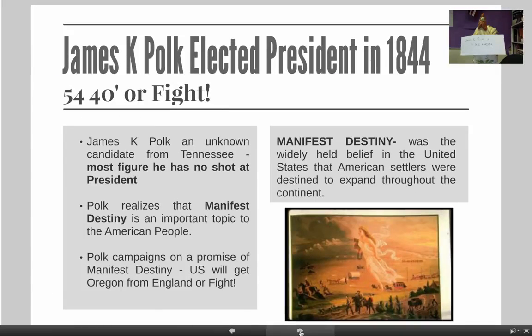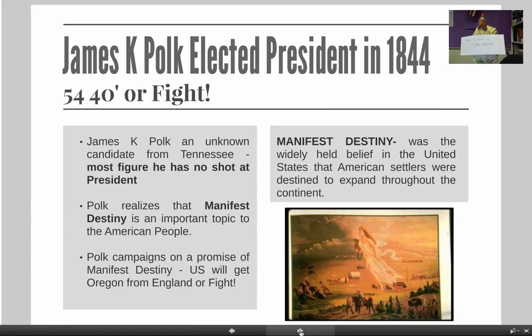So the story really starts to come to a head in 1844. James K. Polk is a presidential candidate. During this presidential election, he's virtually unknown. Most people figure he has no shot at the presidency. There was another candidate who was very well known, and most people thought that this other candidate was going to win. I believe it was Calhoun, but it may have been Henry Clay.